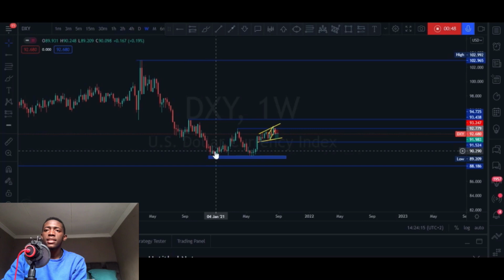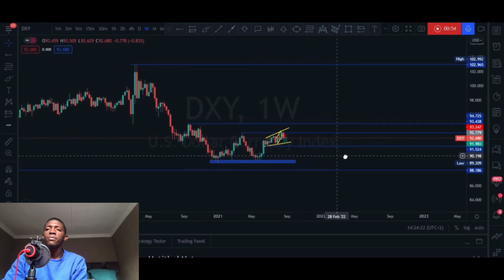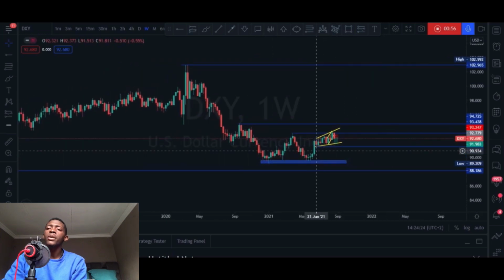So we had this low here, and then price went up, came back to the same area and created another low, and then started going up as a result of the formation of the structure here. So we actually have a double bottom here, hence why we went up.